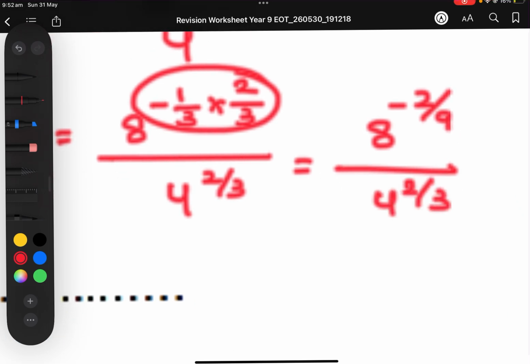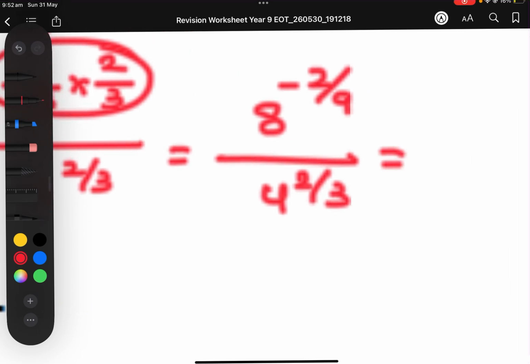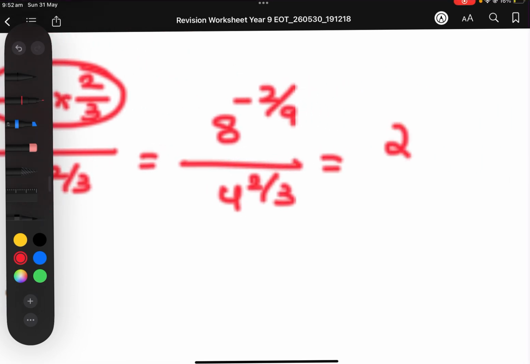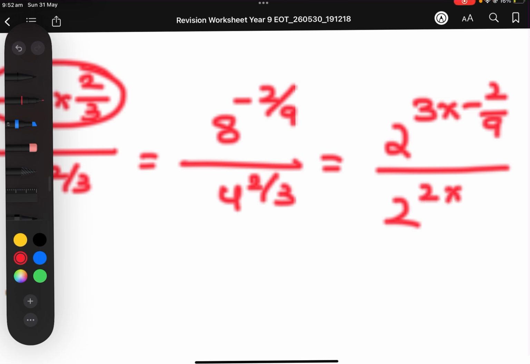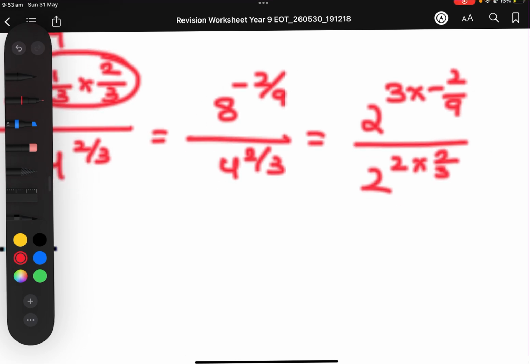Make the bases same for both of them. Okay. Make the bases same. So this becomes 2 cube into minus 2 over 9. And this becomes 2 square into 2 over 3. Okay, then what do we do? We start solving it.